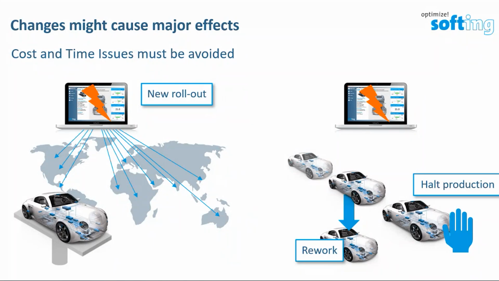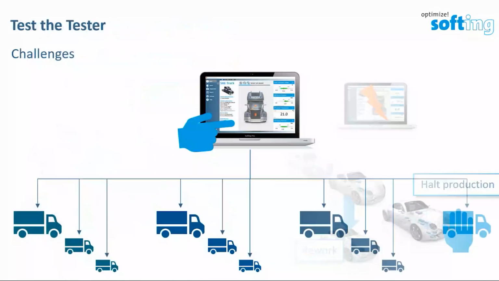The other one is in manufacturing. It's even worse. In a good case, you only have some cars to rework when the error occurs. But in a bad case, the whole production has to be halted, and that definitely will cause you major time problems and also major cost issues.